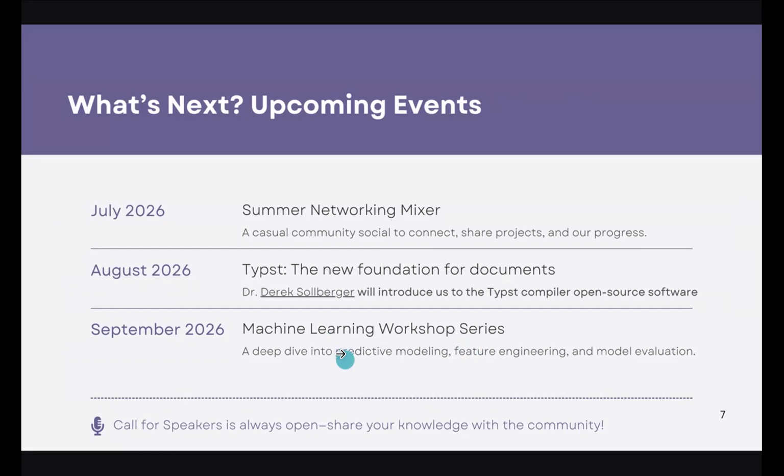So our next event in July will be a summer networking mixer, so casual community, local connection, and sharing projects and our progress. In August, mostly the second half of August, we have Dr. Derek Sollberger, who will be introducing us to Typst, a compiler as open source software, the new foundation for documents. And September will be all about a machine learning workshop series.